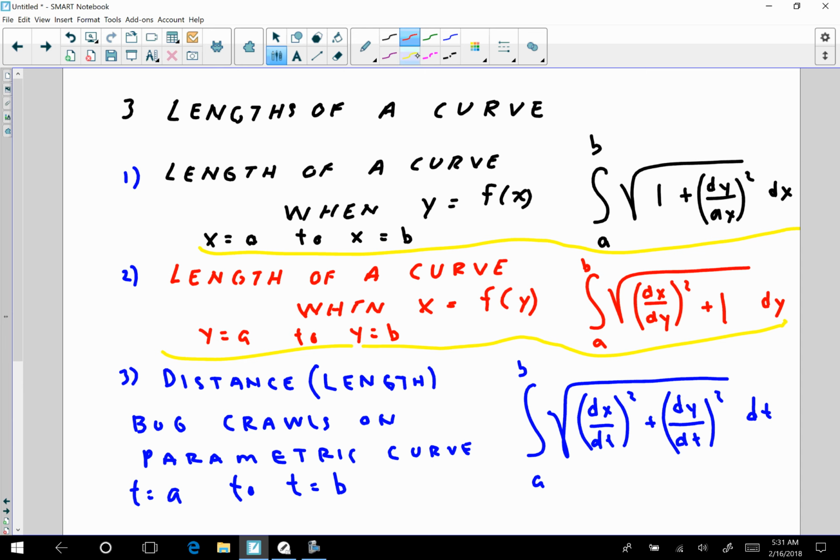And then we did review this formula that we've had in the past that gives the distance or the length a bug crawls on a parametric curve from t equals a to t equals b: the integral from a to b of the square root of (dx/dt) squared plus (dy/dt) squared. And what you need to note, ladies and gentlemen, is that all three of these look exactly the same. So there should be some fairly easy problems assigned with this.